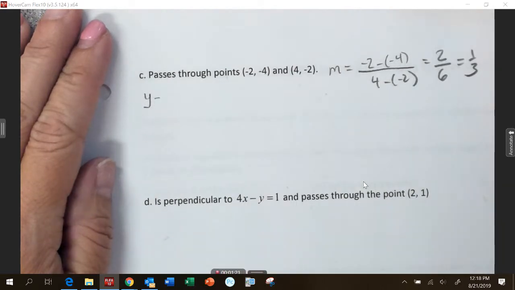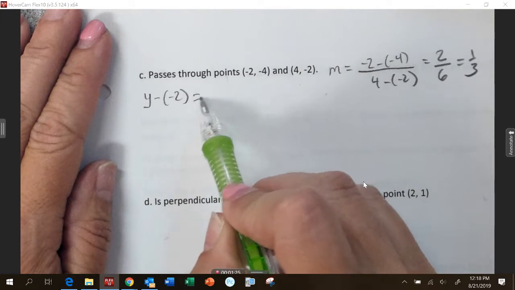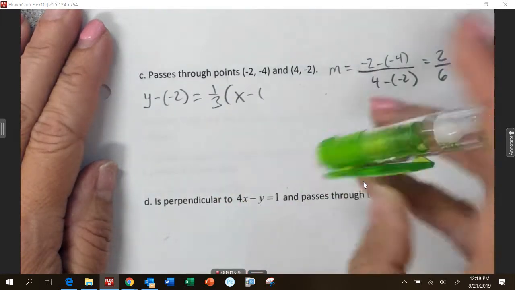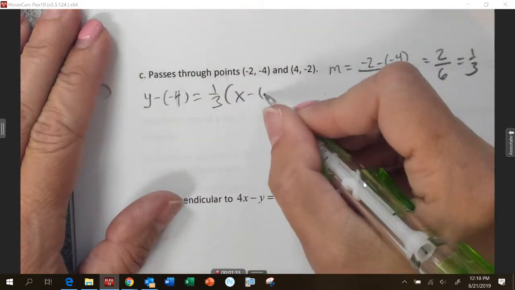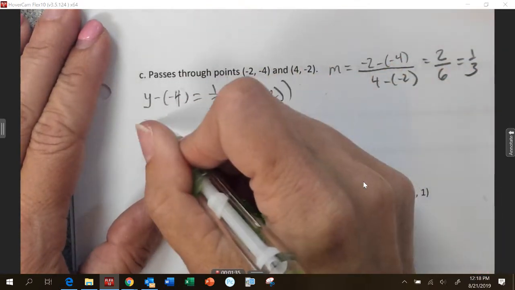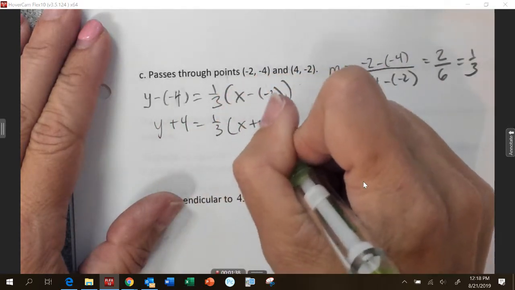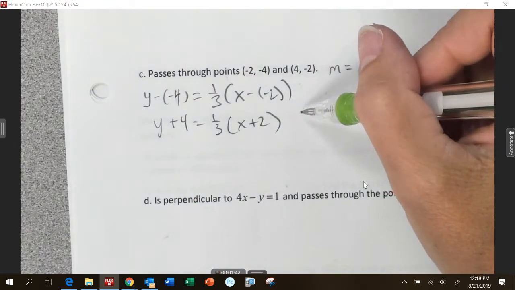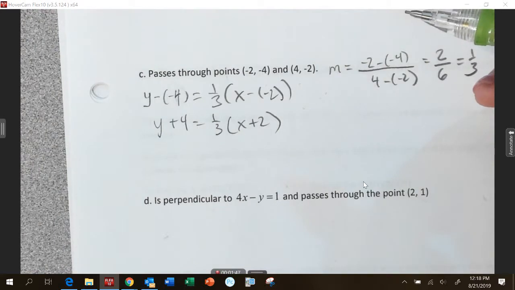So y minus, I'm just going to use the first one. You have 2 equals 1/3 x minus, oh, I did that wrong. It's -4. x minus -2. So I put it into point slope form. From point slope form, now we can change it into standard form. What do you think? What should we do?